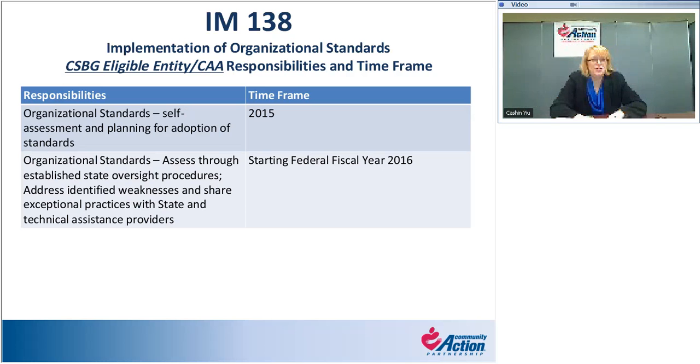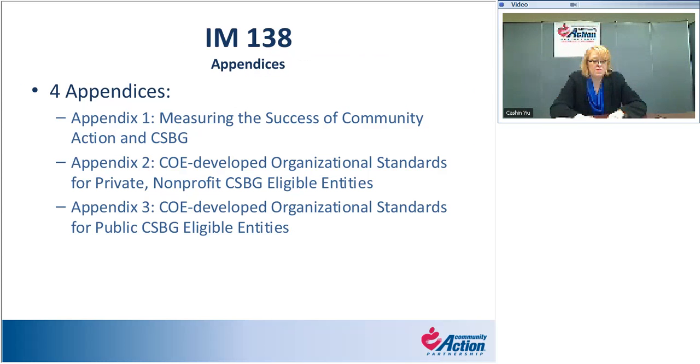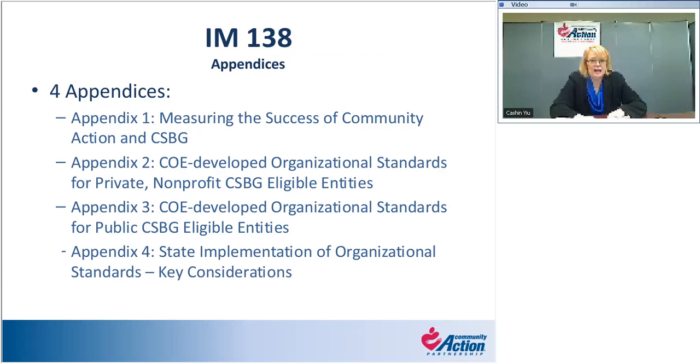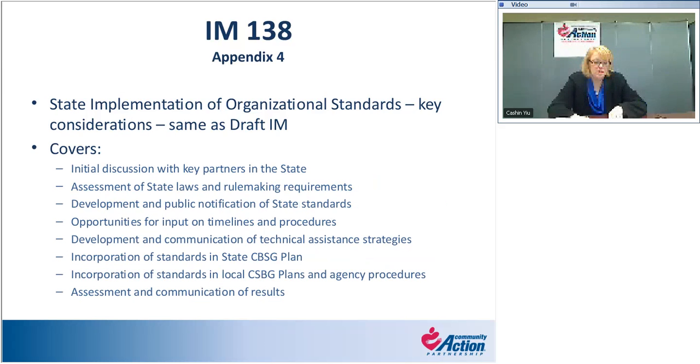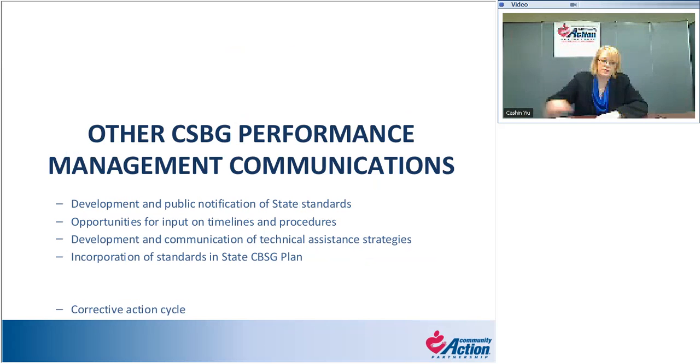The IM also has several appendices that talk about, again, the individual. This finalizes the Center of Excellence defined standards. So you'll see Appendix 2 and Appendix 3 are the COE developed standards, and again, the tables are there as well. Appendix 4 does get to the key considerations that states are going to need to walk through as they implement the organizational standards.